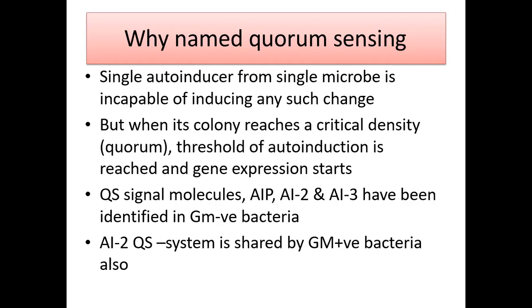So the quorum sensing signal molecules are different types of autoinducers: autoinducers 2, autoinducers 3, numbers of autoinducers have been identified in gram-negative bacteria. And the autoinducer 2 quorum sensing system is shared by gram-positive bacteria as well.